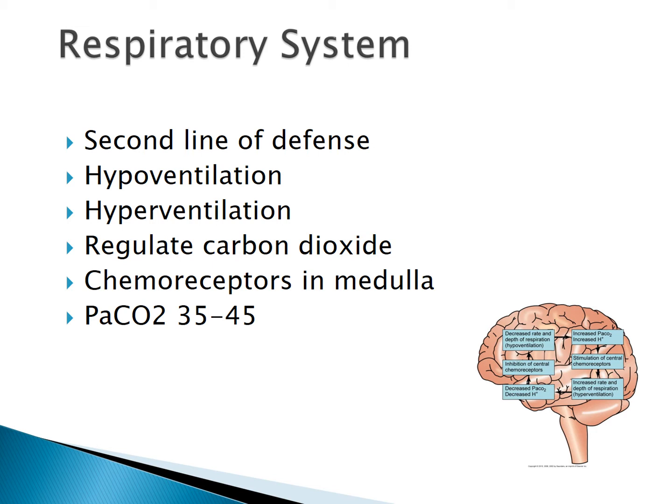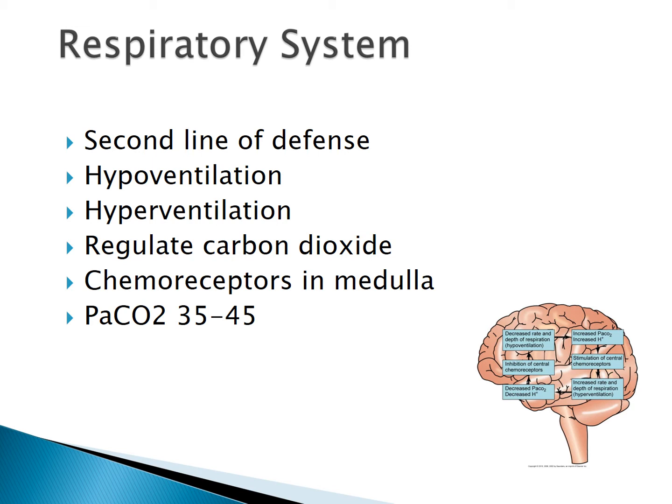So what does this mean? Your chemoreceptors in the medulla of the brain will sense your pH changes and vary the rate and depth of breathing to compensate. So if you have a low pH and a high CO2, you're going to increase your respiratory rate to blow off excess CO2. If you have a high pH and a low CO2, your respiratory rate will decrease to retain CO2.